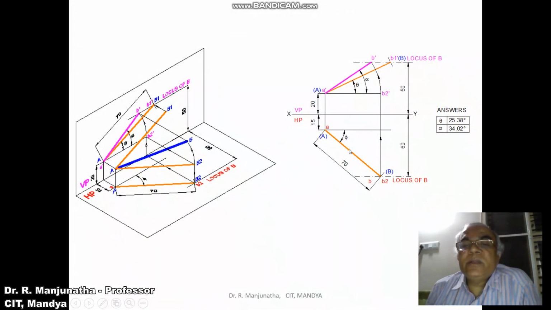So we have the true length in the top view, which means it is parallel to XY in the front view. A dash is above HP by 20 mm, so B2 should also be above HP by 20 mm. That means A dash B2 dash will be parallel to XY in the front view. But actually B2 should be above HP by 50 mm. With A dash as center, taking the radius A dash B2 dash, draw an arc such that it cuts the locus of B in the front view here, and you mark that point as B dash. Join A dash B dash and mark this inclination with respect to HP as alpha. So this is how you will be able to analyze both in 3 dimensions and also in orthographic.